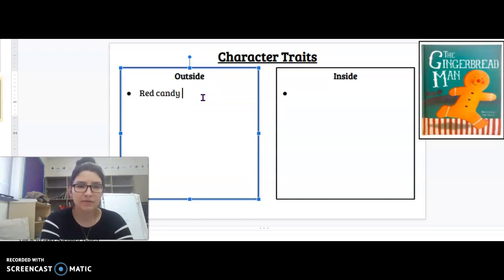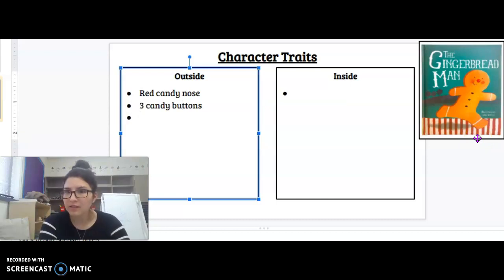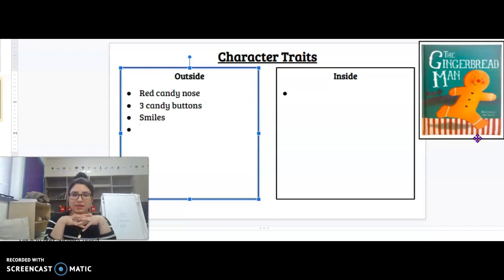red candy nose. I see 3 candy buttons. See this? 1, 2, 3. 3 candy buttons. Is the gingerbread smiling or frowning? He smiles. One more, let's think. So, what else do we notice about him? Is he a small cookie or a big cookie? He's small. Okay, now I just listed a few things.